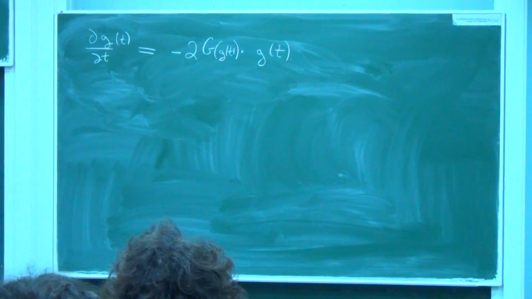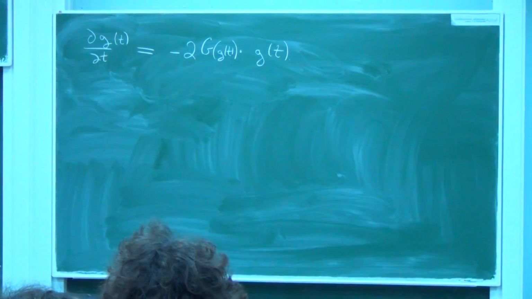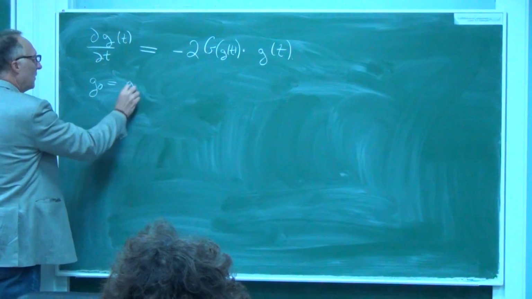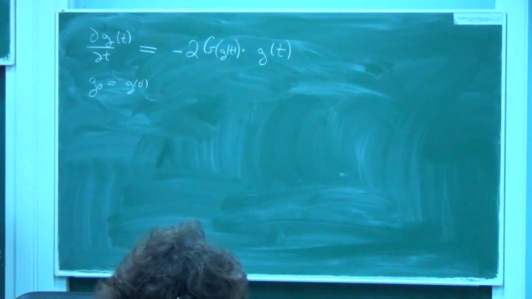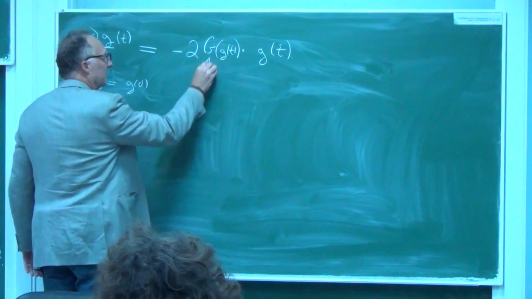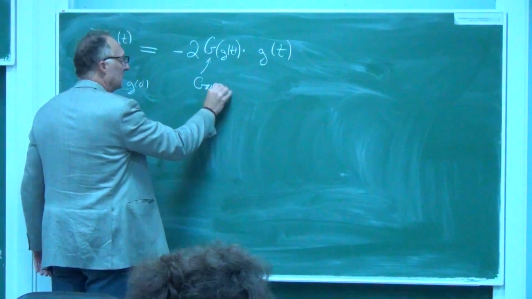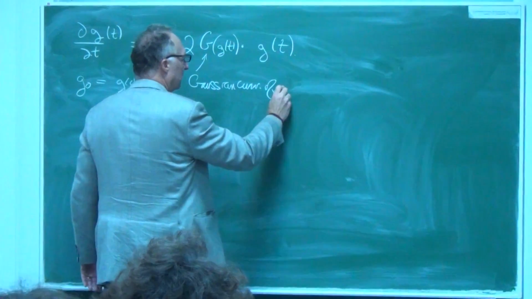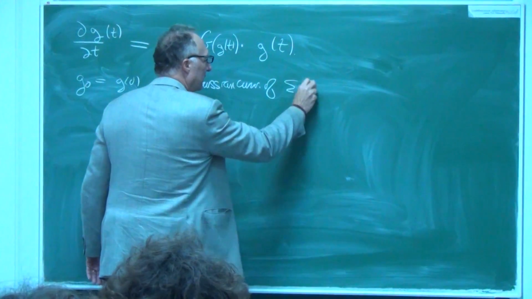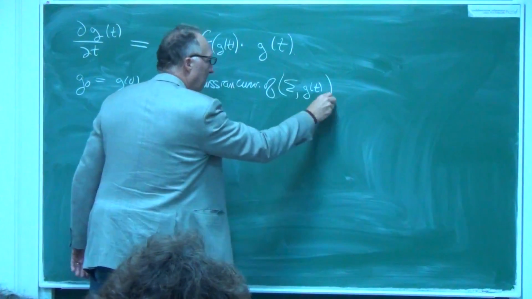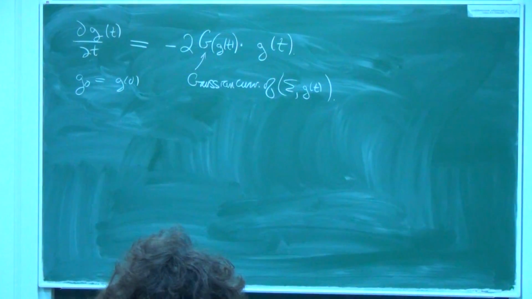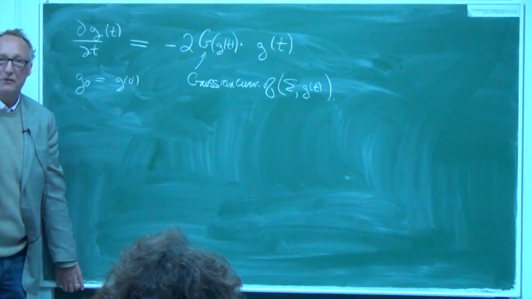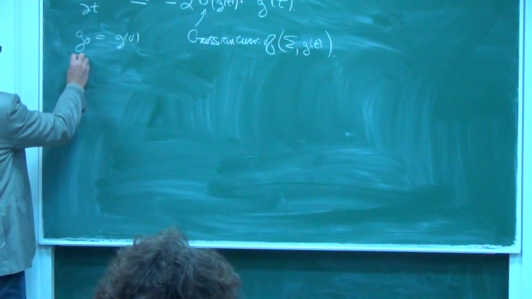Okay. So this is a differential equation for varying the metric. You start with any g0, and you try to solve this differential equation. This is the Gaussian curvature of sigma with the metric gt. Okay. Well, we now know what happens. One of three things happens. There are three possibilities.